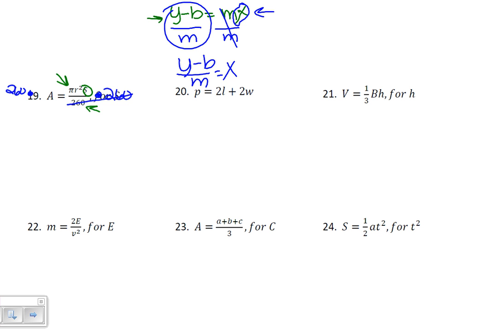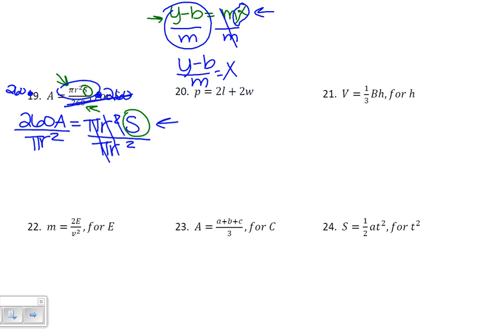So my 260s are going to cancel. So 260 times a is 260a. And since my 260s canceled, I'm left with pi r squared s. So again, circling what I'm solving for, s. What they did to s this time was they multiplied by pi r squared. So again, we're going to do the opposite. The opposite of multiplying by pi r squared is divide by pi r squared. Both sides.